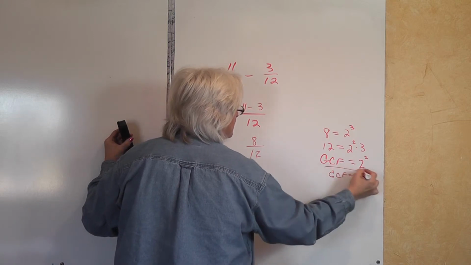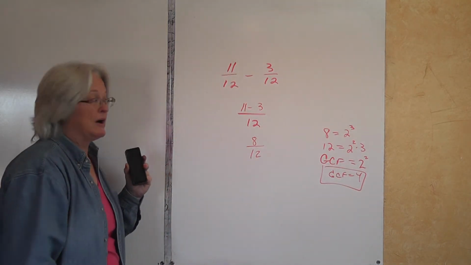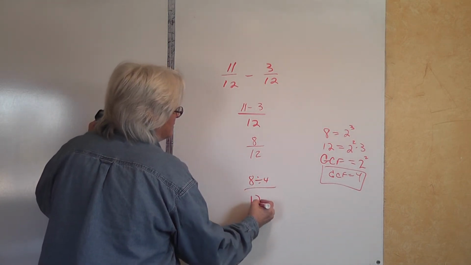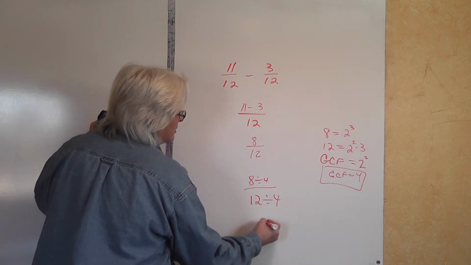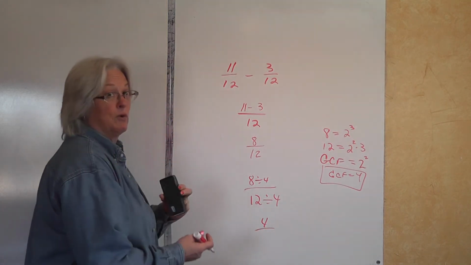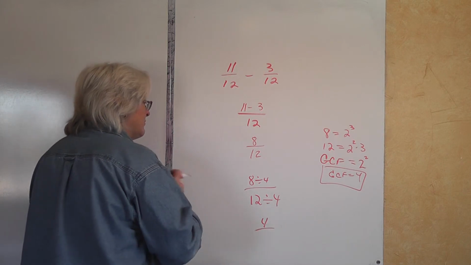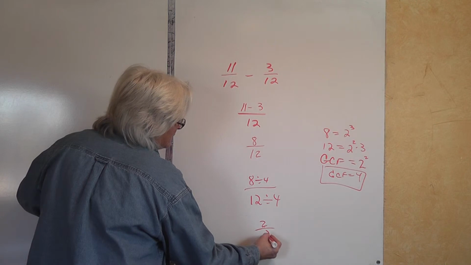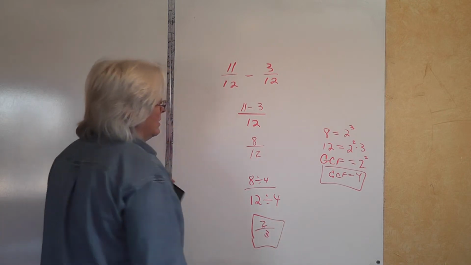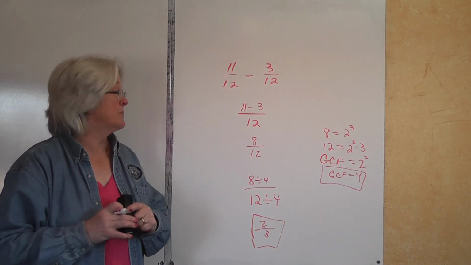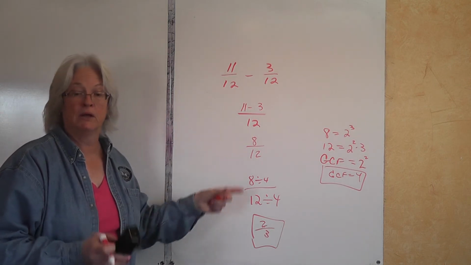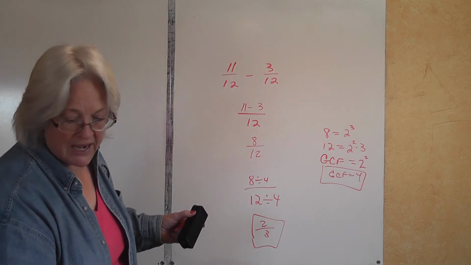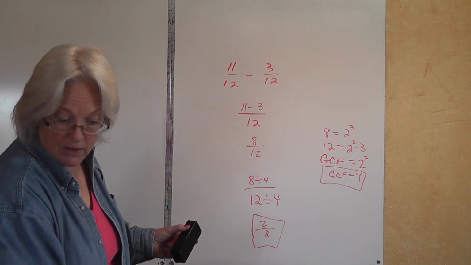Now we divide the numerator by 4 and the denominator by 4 to end up with not 4/3, but 8 divided by 4 is 2. To end up with the 2/3, which is the reduced form that I told you about at the beginning of the problem. That's all that's involved in reducing, in adding and subtracting fractions with like denominators.